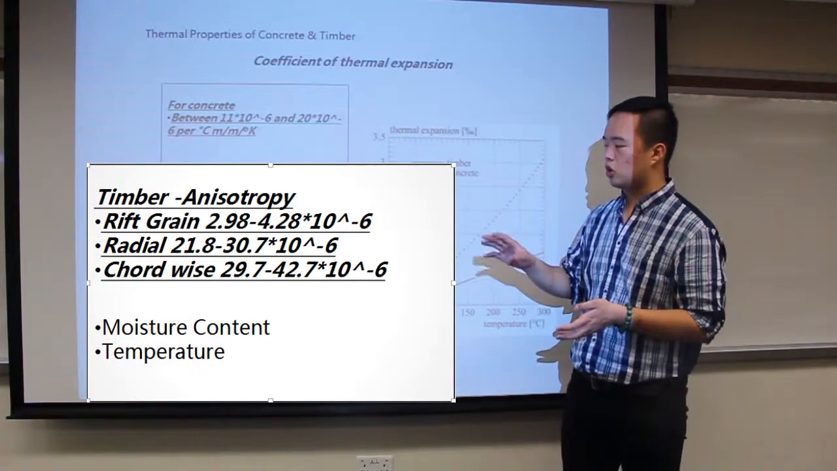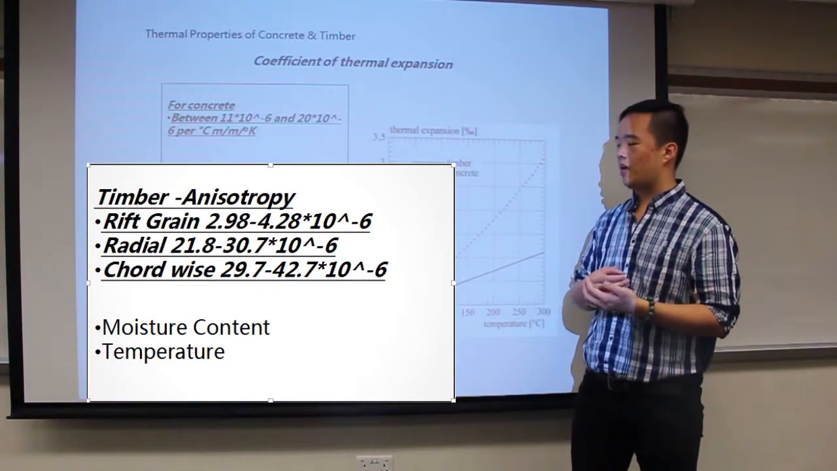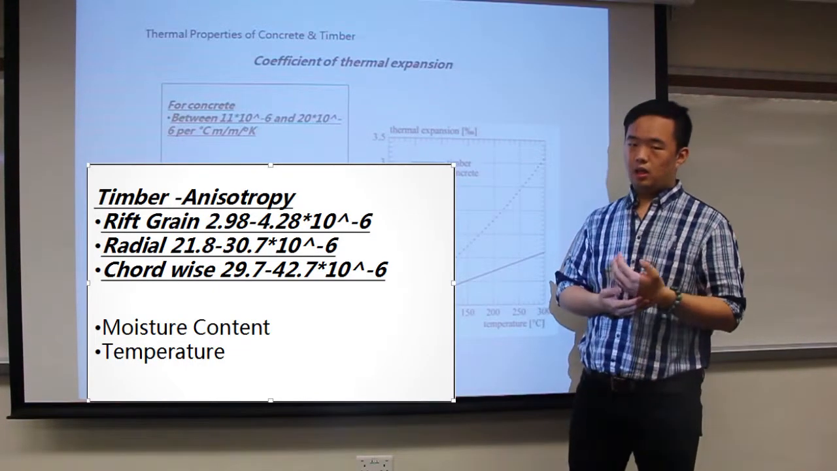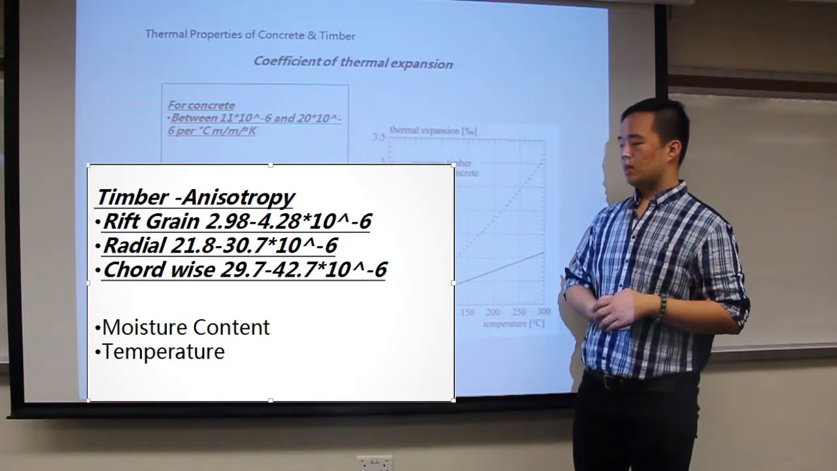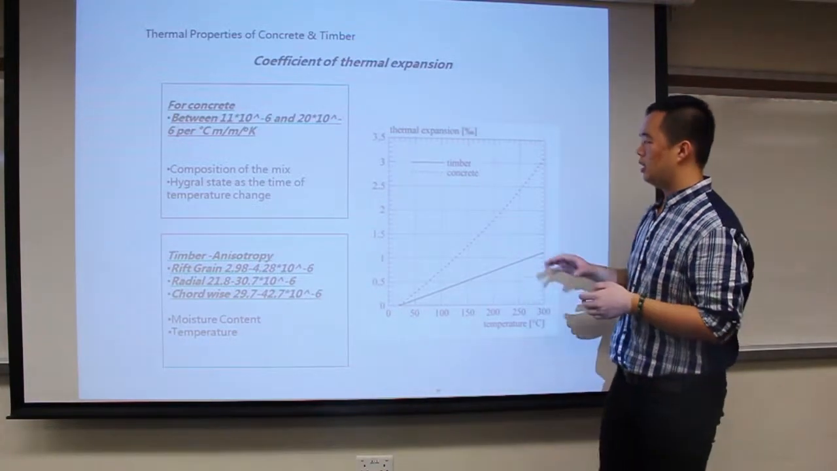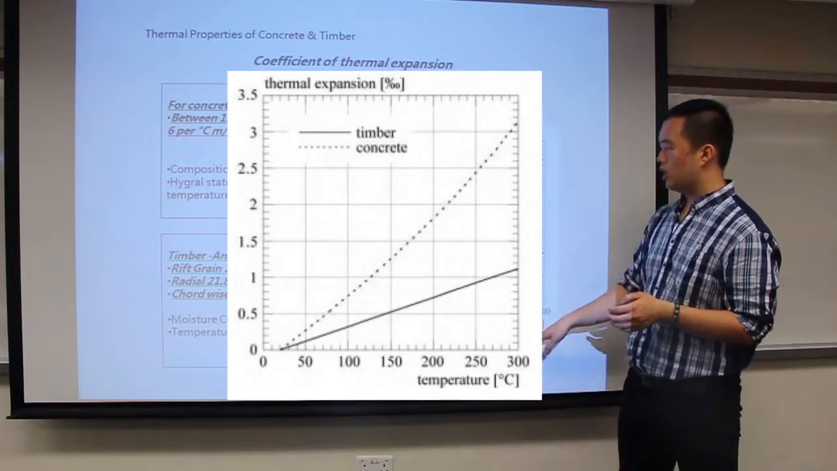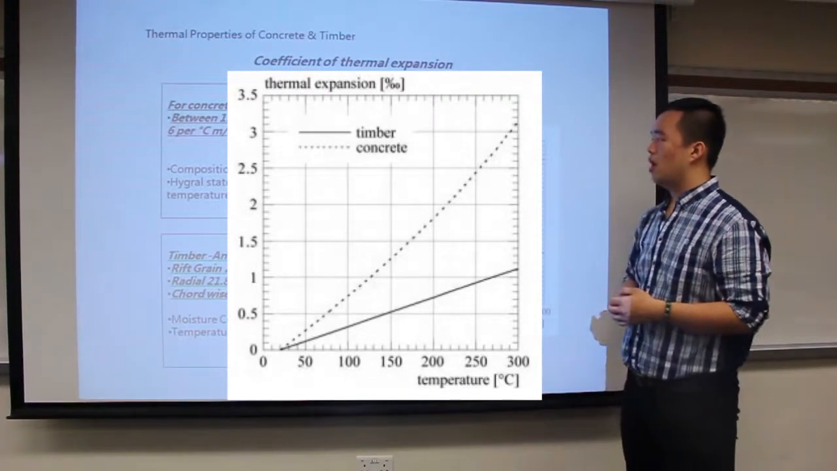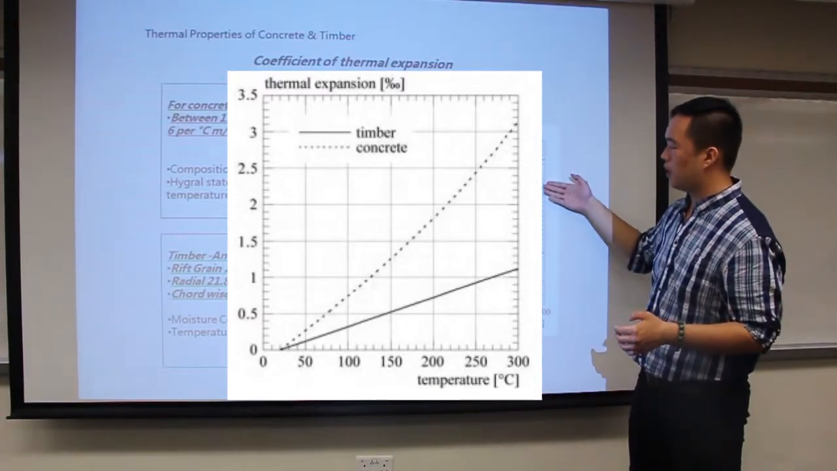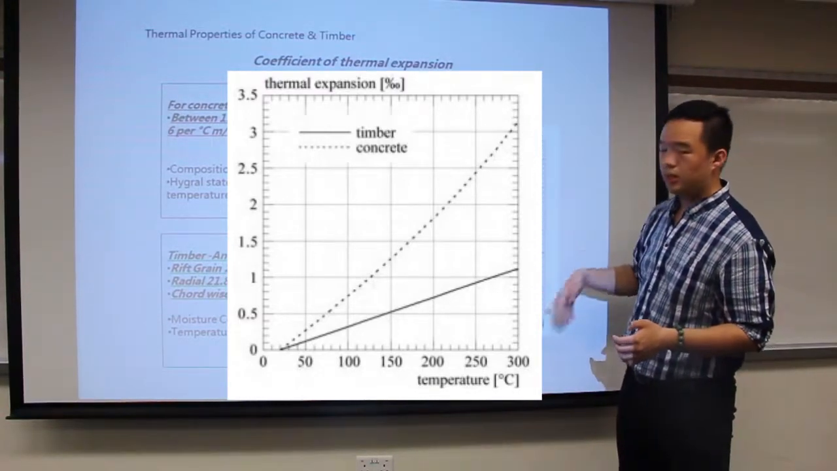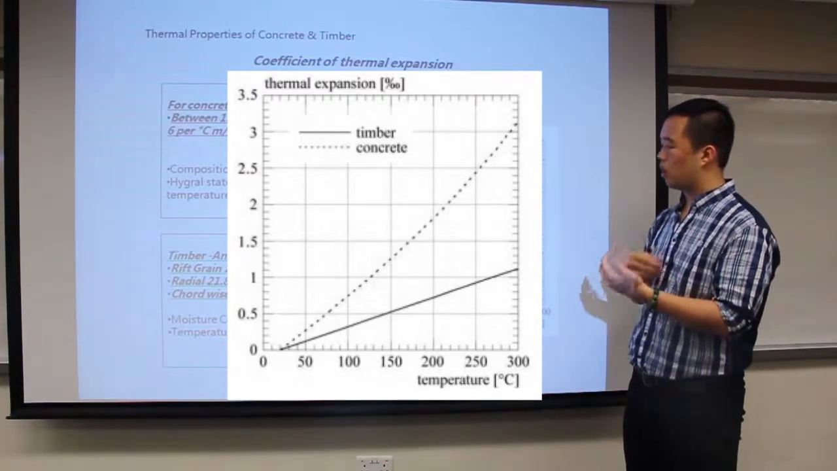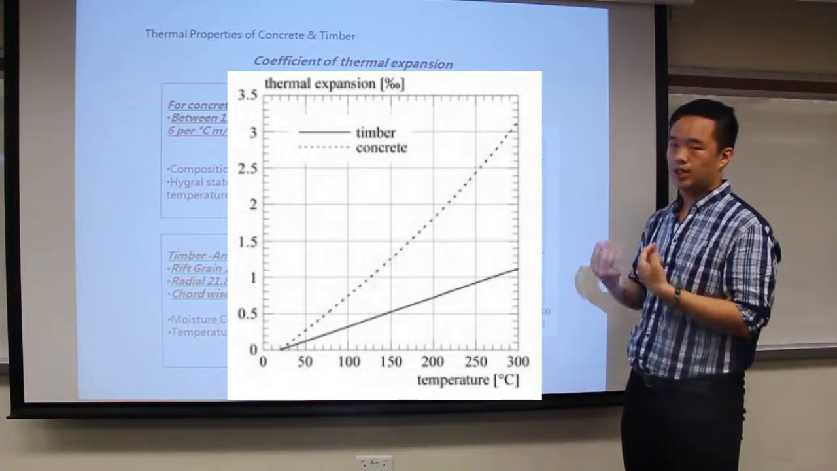And as for the last, the tangential, it is between 29.7 to 42.7 multiplied by 10 to the power of negative 6. So it will be affected by the moisture content and the temperature. And in this figure, we can see the correlation between temperature and thermal expansion. And we can see the concrete will always have a steeper curve than the timber. It means that for the same change in temperature, the coefficient for concrete will be more sensitive.